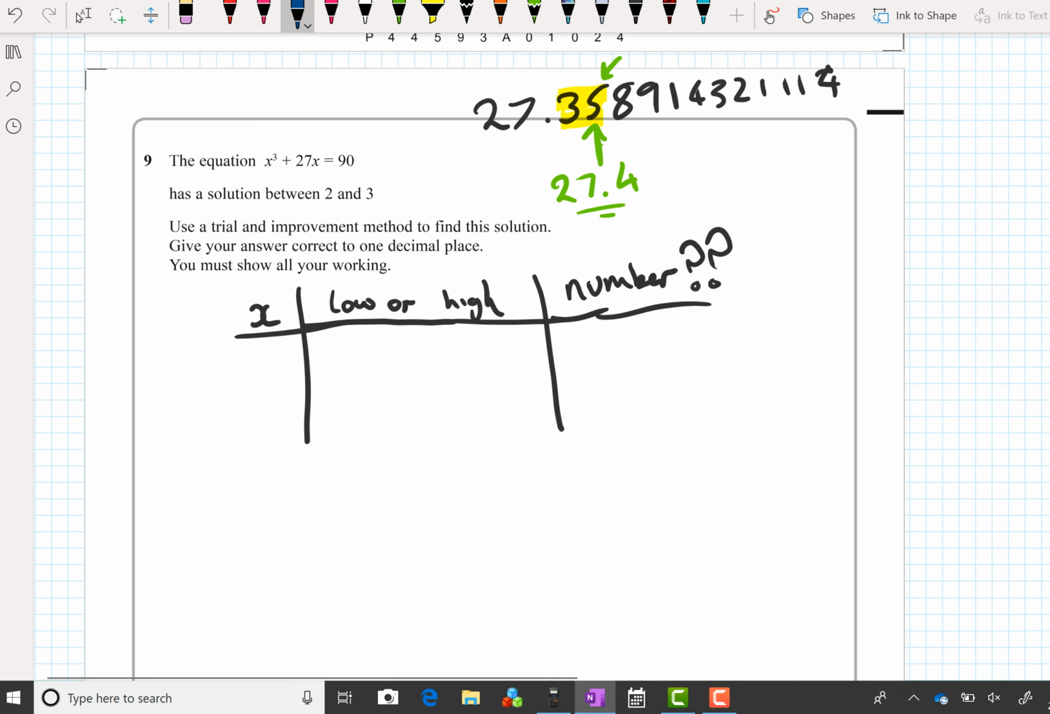If we only go as far as 1 decimal place, it's not actually giving your answer correct to 1 decimal place. You need to investigate all the way to 2 decimal places, because technically when it rounds correct to 1 decimal place, it could be easily misread. So let's try 2. Right, 2.1. So I'm going to try 2.1.